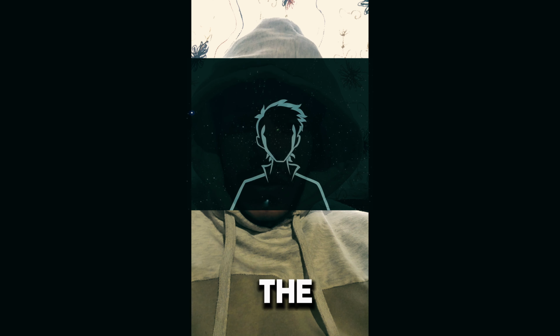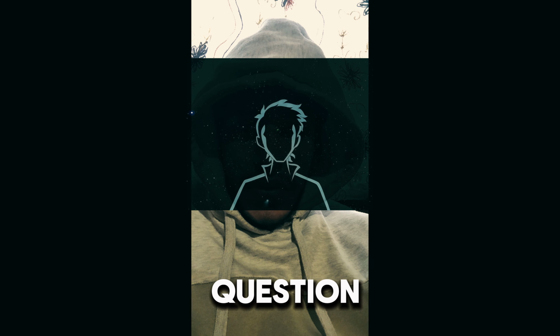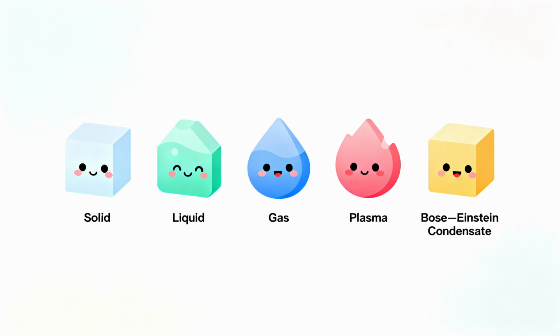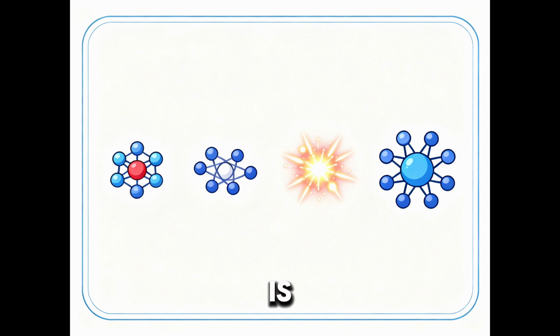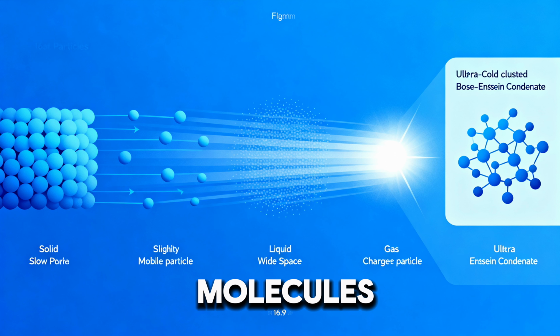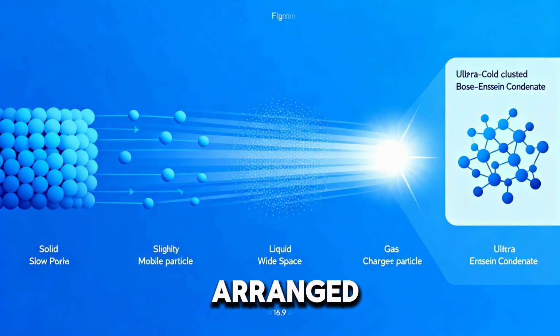Before we talk about the states of matter, one basic question: what is matter? Matter is anything that has mass and occupies space. Everything you touch, see, smell, or even breathe is matter, and matter is made up of tiny particles called atoms and molecules. The way these particles are arranged and how they move decides the states of matter.